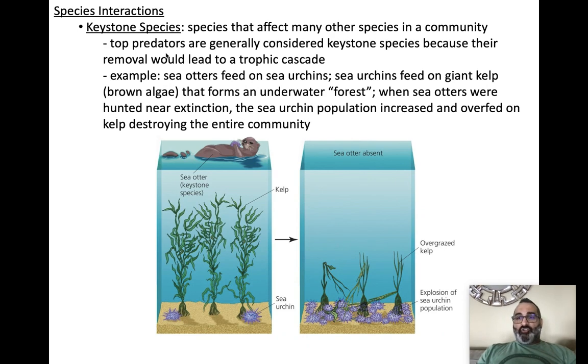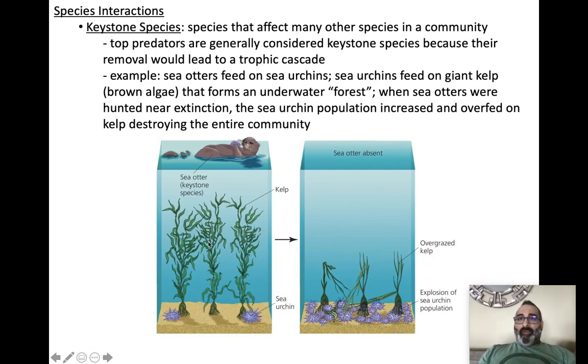Their job is to control the population of the feeding levels below it. If those populations are not controlled, then they will grow too rapidly, and then they will eat everything below them and destroy the environment by overconsumption. So let's give you an example of the sea otter and how the sea otter is a keystone species. Well, they feed on sea urchins, these little purpley things down here, all right? Well, sea urchins feed on kelp.